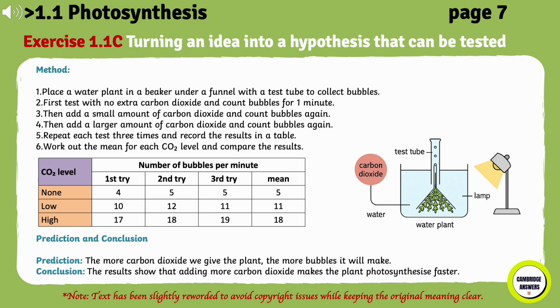Now let's check the results. With no carbon dioxide, the mean was 5 bubbles per minute. With a low amount of carbon dioxide, the mean was 11 bubbles per minute. With a high amount of carbon dioxide, the mean was 18 bubbles per minute. So what's the prediction and conclusion? The more carbon dioxide we give the plant, the more bubbles it will make. And that means the plant photosynthesizes faster. That's the end of exercise 1.1c.